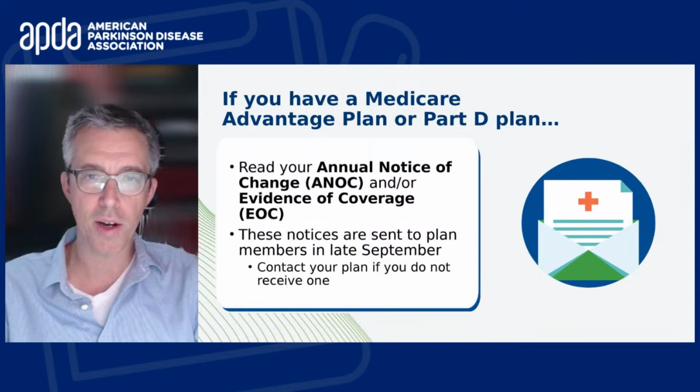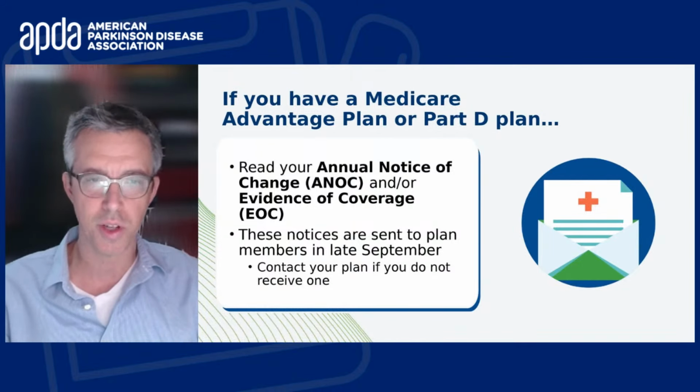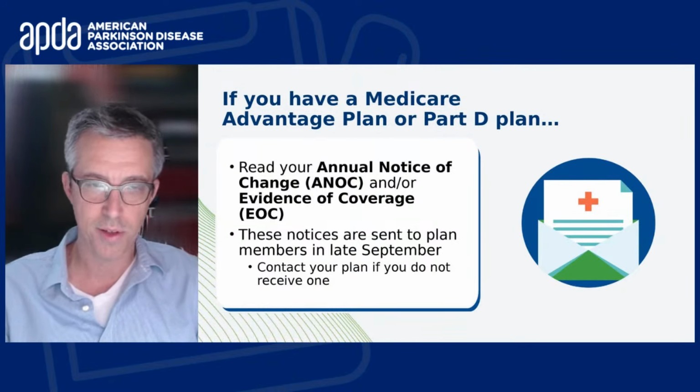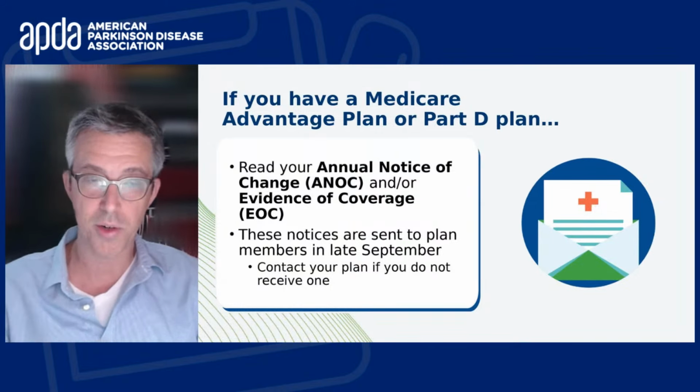If you have Medicare Advantage or a Part D plan, read the annual notice of change and the evidence of coverage. Now, the evidence of coverage is this very long document that all plans have to have. It's usually over 100 pages long. It's incredibly detailed language, and sometimes it can be kind of hard to read.